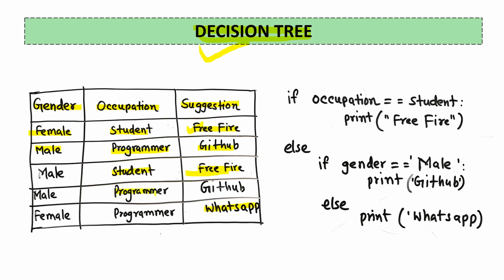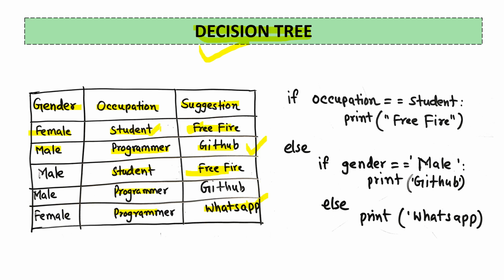But if he is a programmer, or she is a programmer, there are two choices: one is GitHub, another one is WhatsApp. He may either open a GitHub account and push code from there, or otherwise he'll open WhatsApp and try chatting about programming articles in a programming forum. Okay, so you can see here for the female, if she is a student, she will play Free Fire.